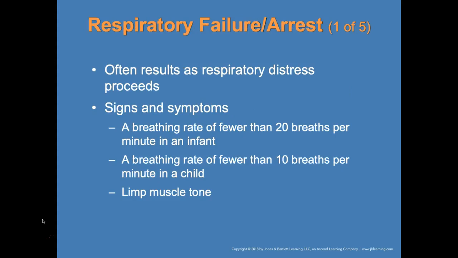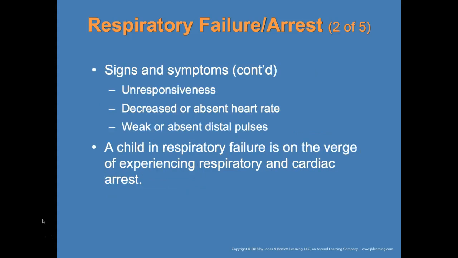So, respiratory failure and arrest. This often results as respiratory distress proceeds; it usually leads into respiratory failure. Signs and symptoms are going to be a breathing rate of fewer than 20 breaths for an infant, fewer than 10 in a child. Muscle tone, so they're flaccid, they're not able to hold themselves up. Unresponsiveness, we got the decreased or absent heart rate, weak or absent distal pulses.